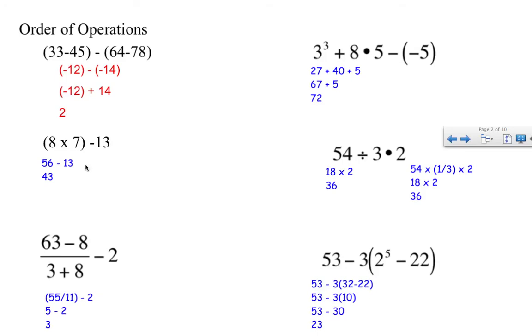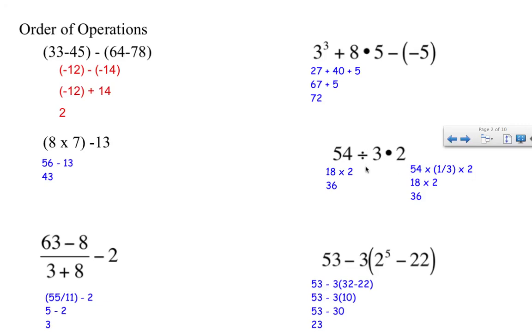Over here I knew multiplication and parentheses comes before subtraction, so I multiplied 8 and 7, then subtracted the 13. Over here I showed kind of two ways to do it. Multiply and divide is whatever comes first from left to right. So it isn't all multiplication before you do division, so be careful. That's a very common mistake. I showed a common way here. 54 divided by 3 is 18, and 18 times 2 is 36.